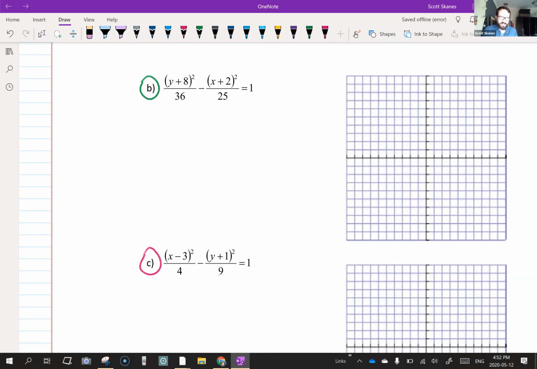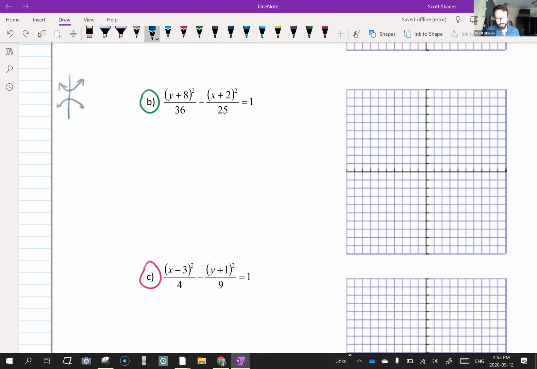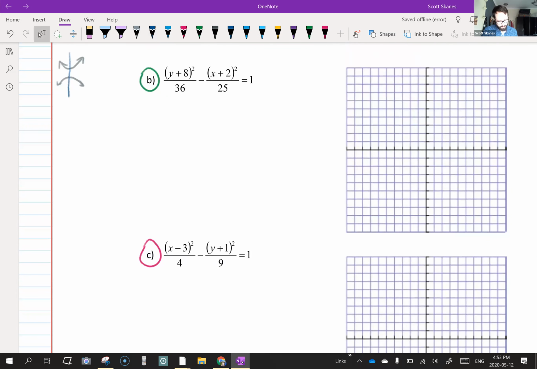Okay, the first one is Y, so it's going to look like this. Or sand timer, or whatever helps you remember it. And then the A is going to be in this direction. That's our transverse axis. So everything that's special is going to be in this direction, up and down. Man, my surface is jumping around, I'm sorry.